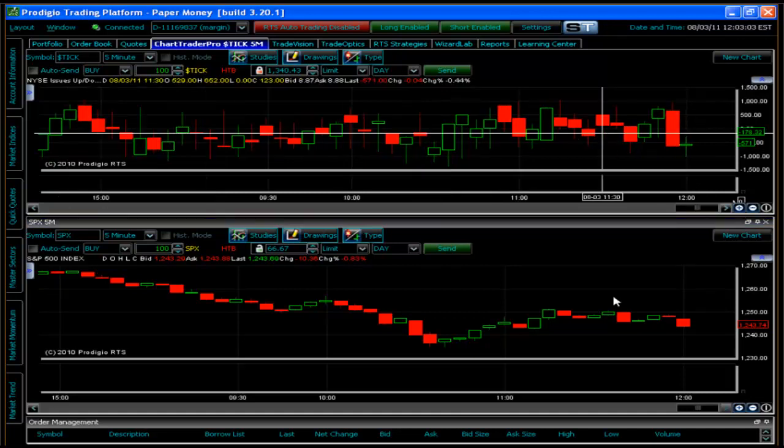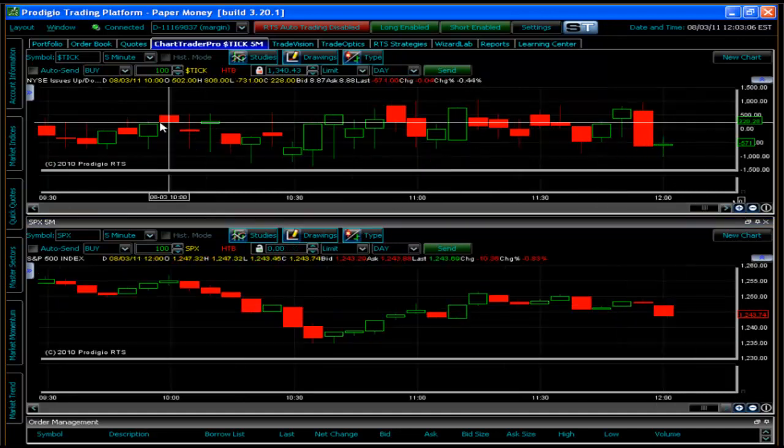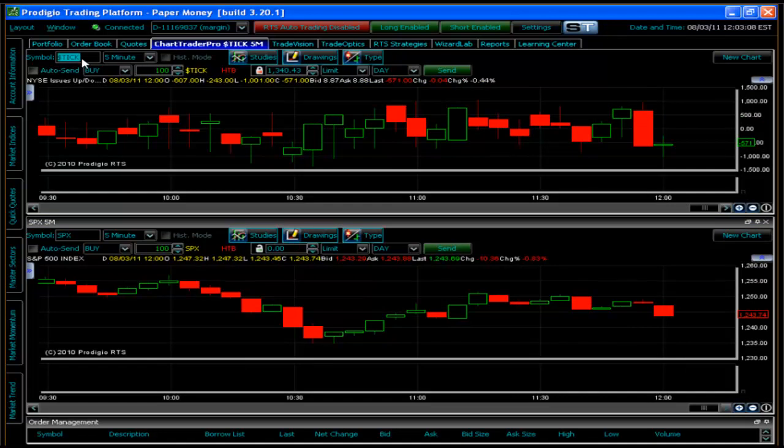The idea behind this tick fade strategy is that the symbol dollar tick, and I'll show you how you can use dollar tick specifically in a Wizard Lab rule, measures at any given time in the market the number of upward ticking stocks to downward ticking stocks. In other words, it is a broad market scan that looks at the NYSE tick, so it looks at the New York Stock Exchange, and it counts the number of stocks on the NYSE that are ticking up versus the number of stocks that are ticking down.